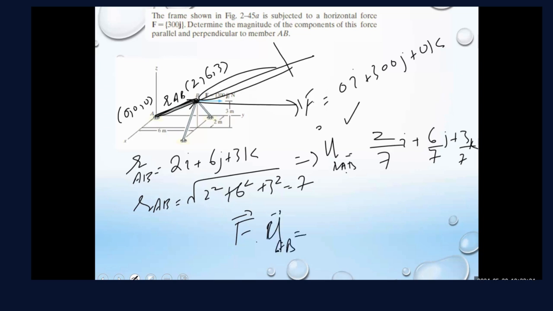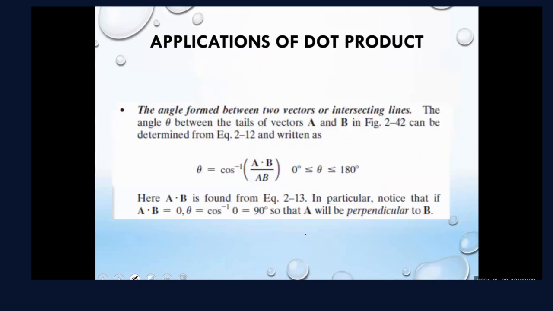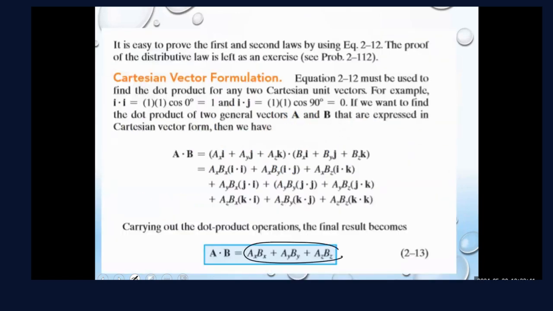So how do we solve it? You remember it is A·B. Yes. If you remember the expression, this is the expression. When I have two numbers, the rest 6 of the terms are 0. Only these 3 terms will stay, right?